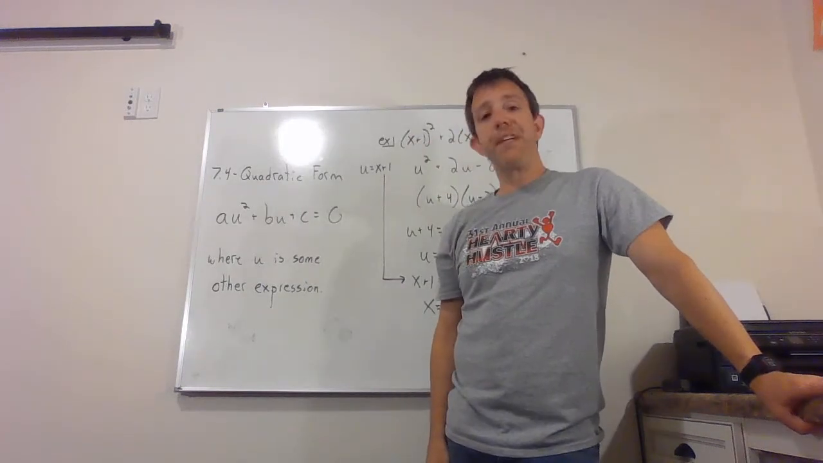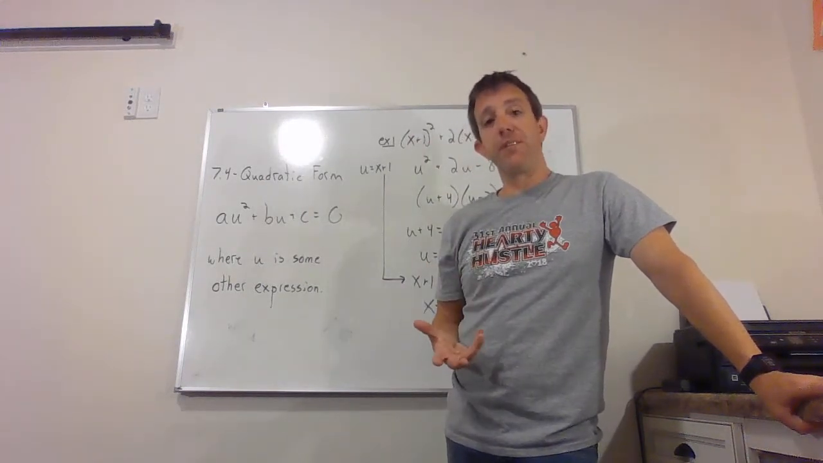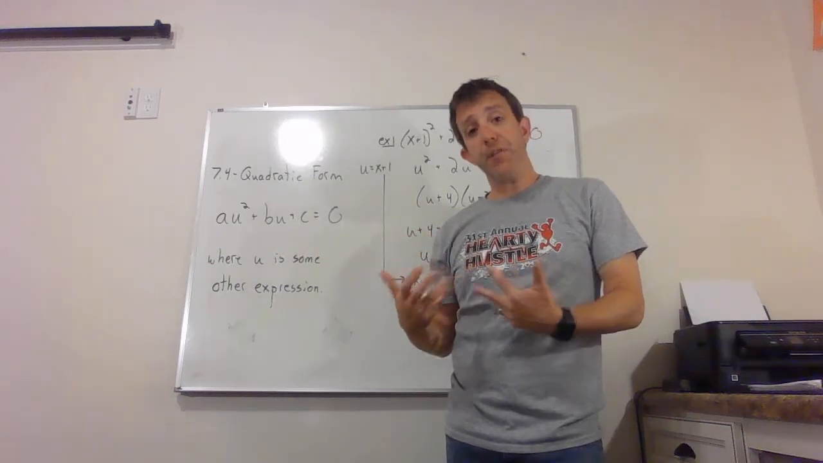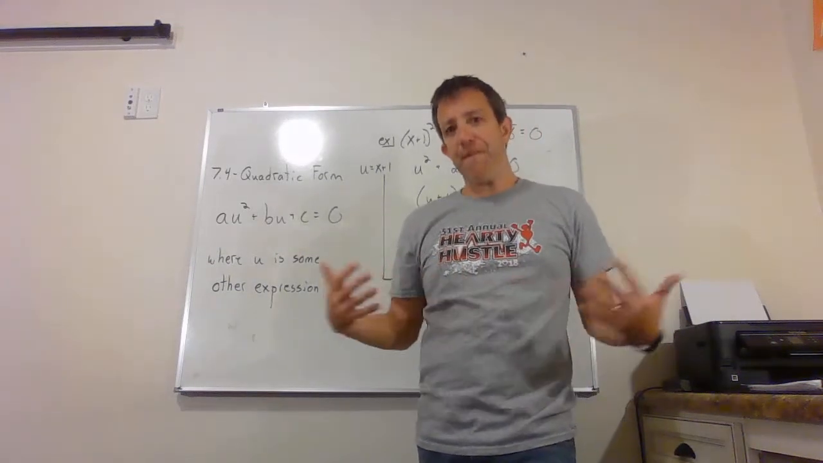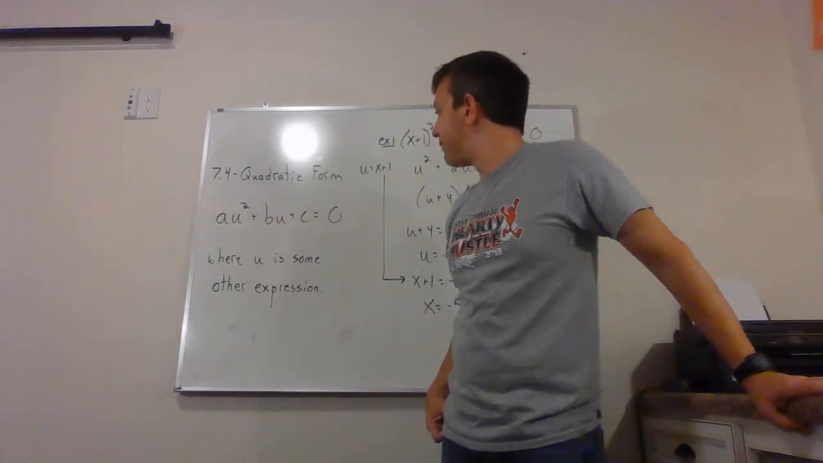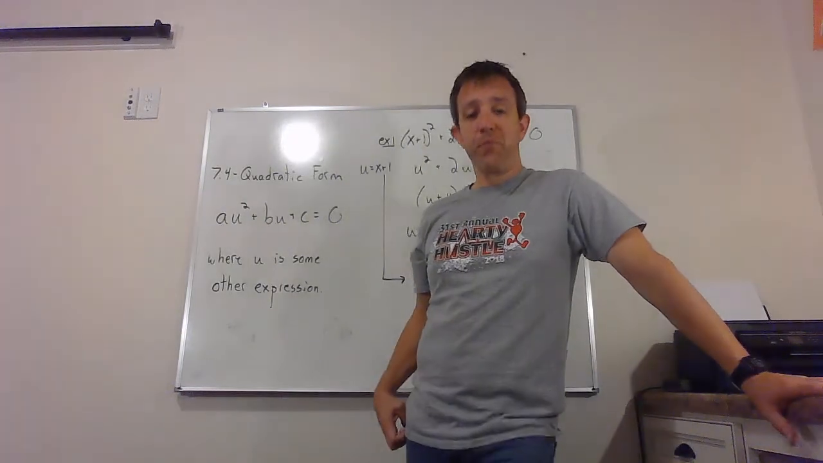7.4, quadratic form. So these are going to be equations that are a little bit different, but we're going to use some tricks that we know from doing quadratics, and we're going to kind of force them to work that way. That's my really kind of simple explanation. We'll make it more complicated.